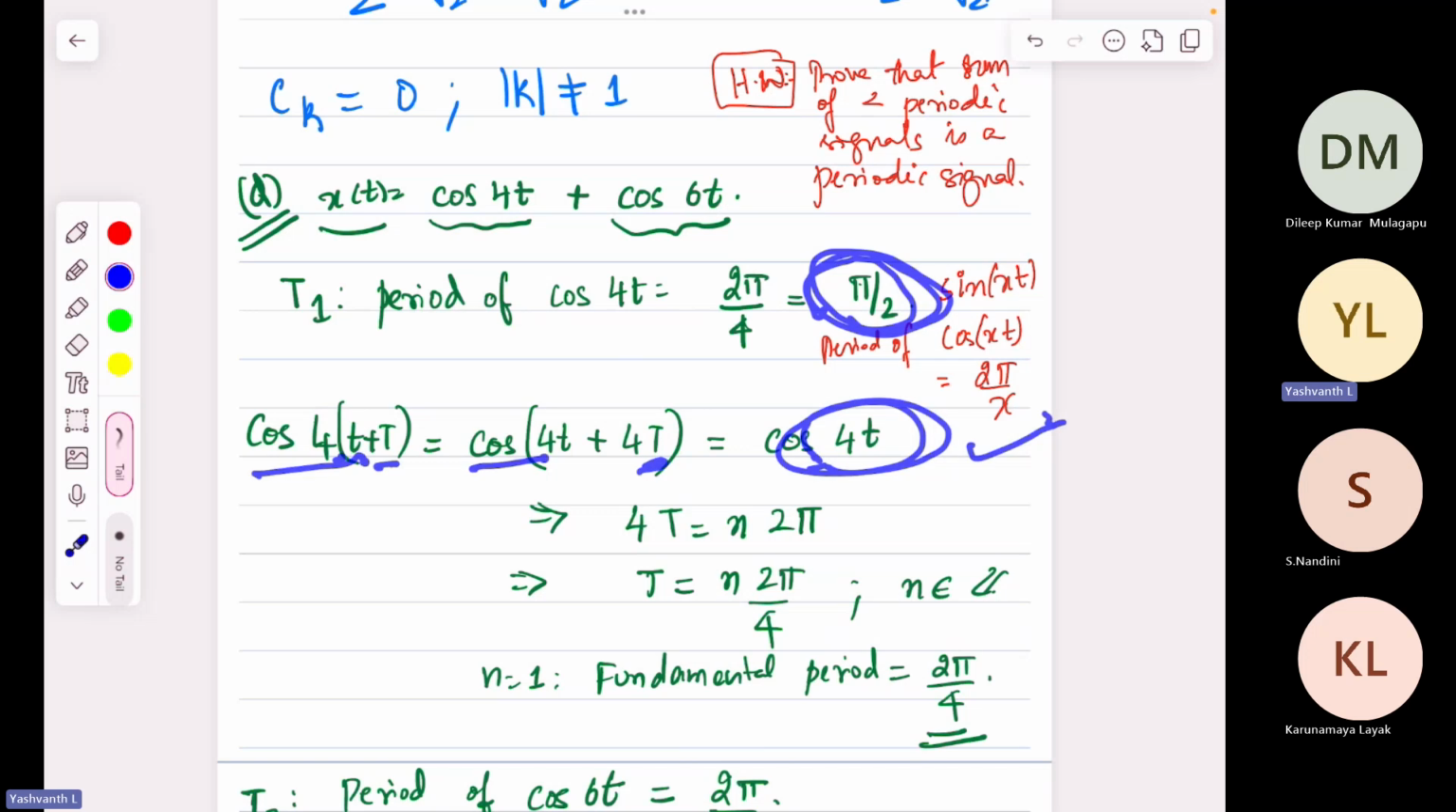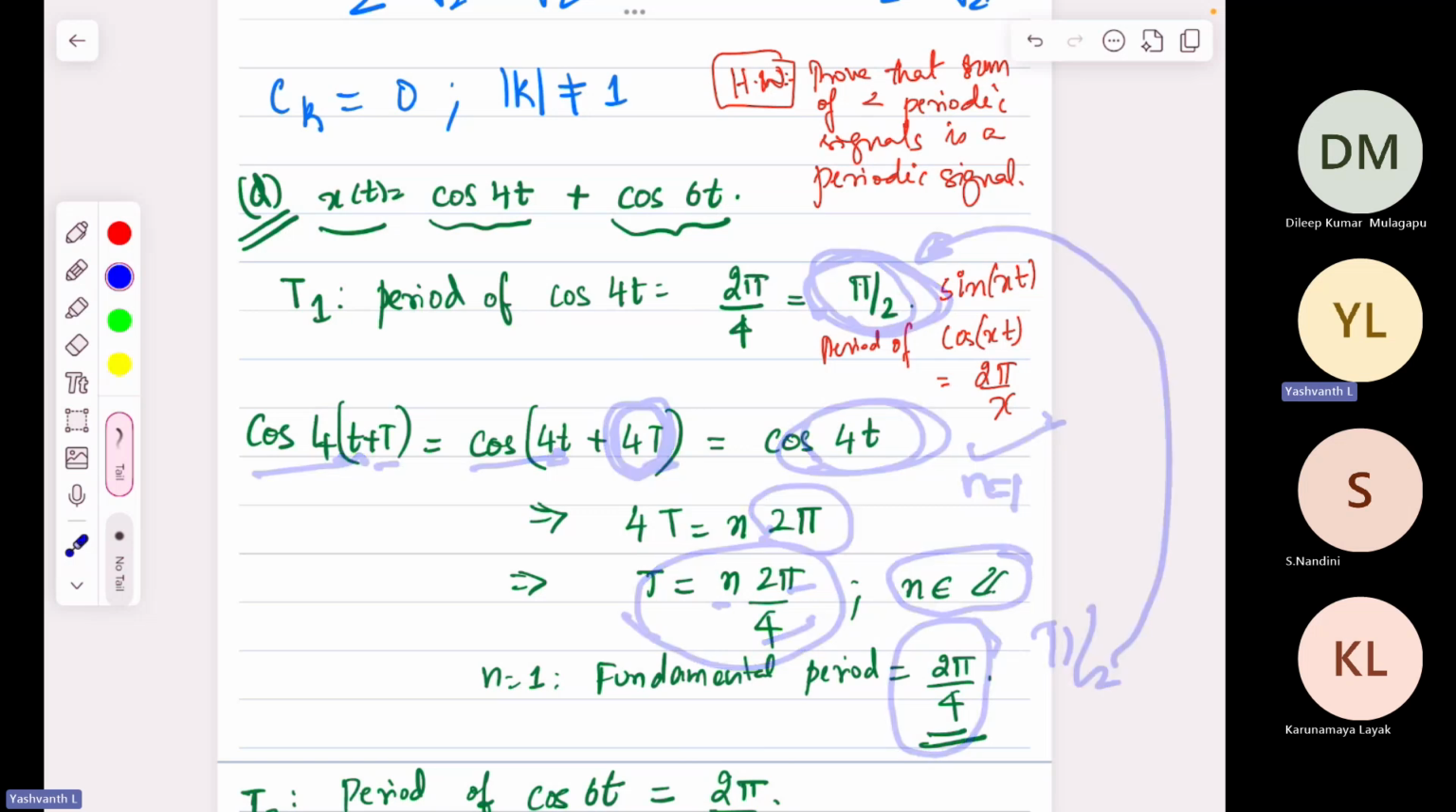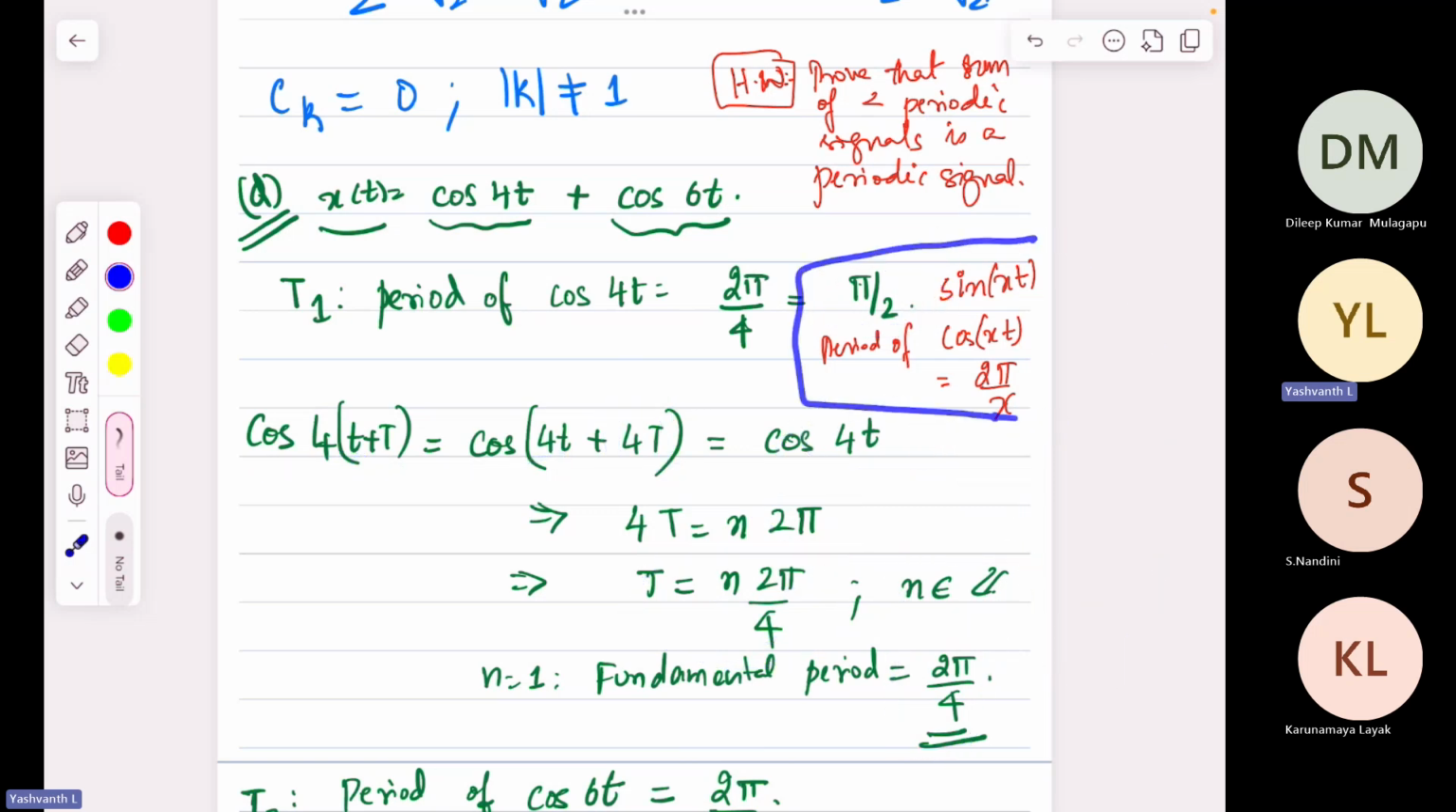Basically, this is nothing but cos of 4 small t plus 4 capital T, and that means 4 capital T should be an integer multiple of 2 pi. If you solve for this, T is equal to n times 2 pi by 4, for all integers n. The fundamental period is when n equals 1. Therefore, the fundamental period becomes 2 pi by 4, which is the same as pi by 2, which is what we showed above also.